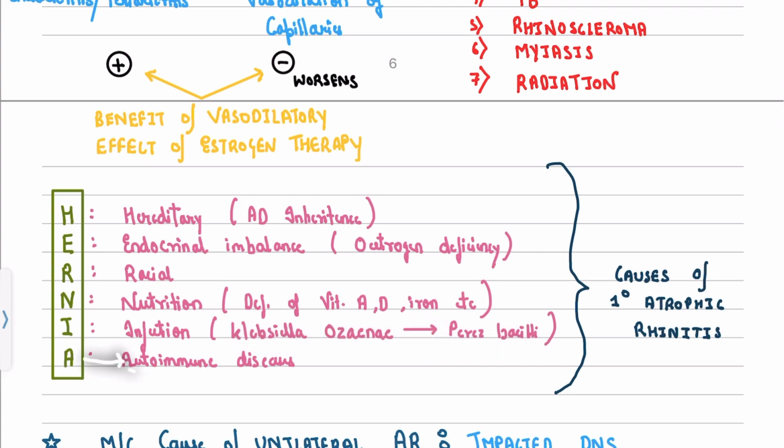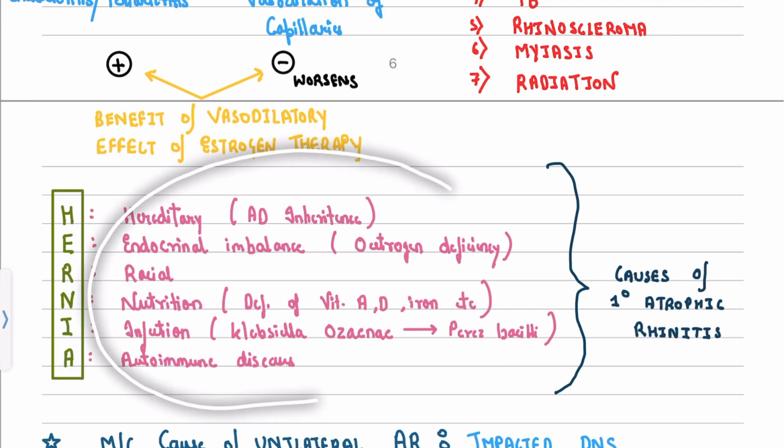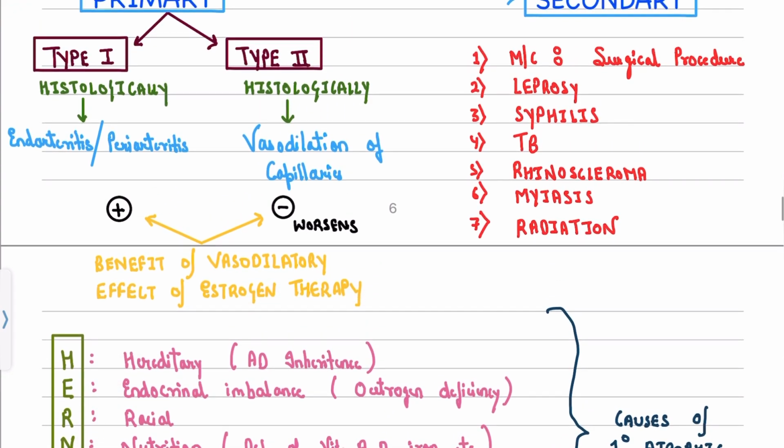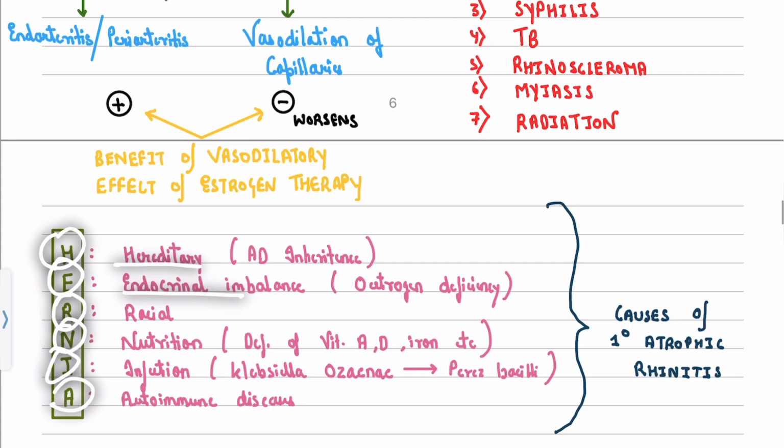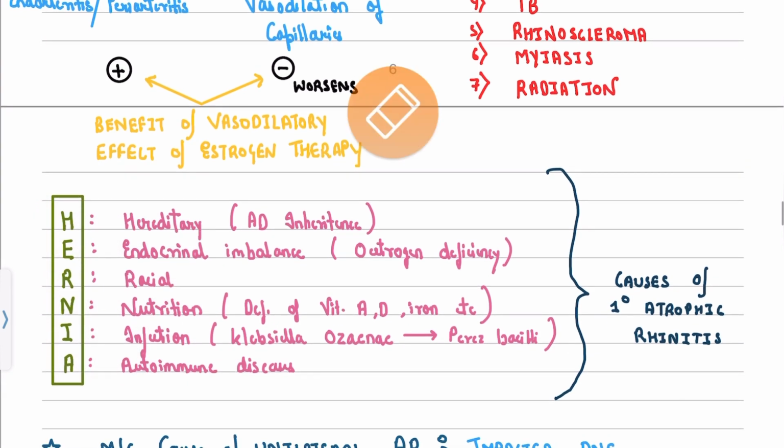For A, we have autoimmune diseases. Any disease in which there is excessive secretion of IgM antibody would lead to increased chances of atrophic rhinitis. So we have covered the causes of primary as well as secondary atrophic rhinitis. Just remember the word HERNIA and you are good to go. HERNIA is hereditary, endocrinal imbalance, racial, nutrition, infection, and autoimmune diseases. So, all these are causes of atrophic rhinitis, which is going to be bilateral.